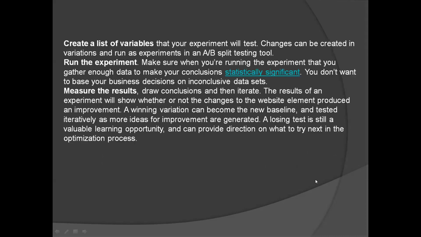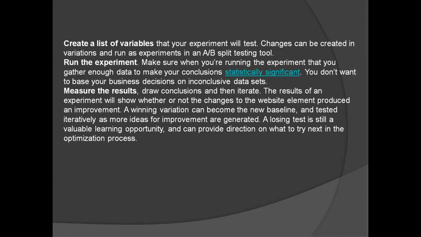So students, the next point is to create a list of variables that your experiment will test. You need to make a list of variables, like you need to check the awareness, the perception, the comfort level, and the risk while people are using your web page. All these kinds of variables, firstly note them down.